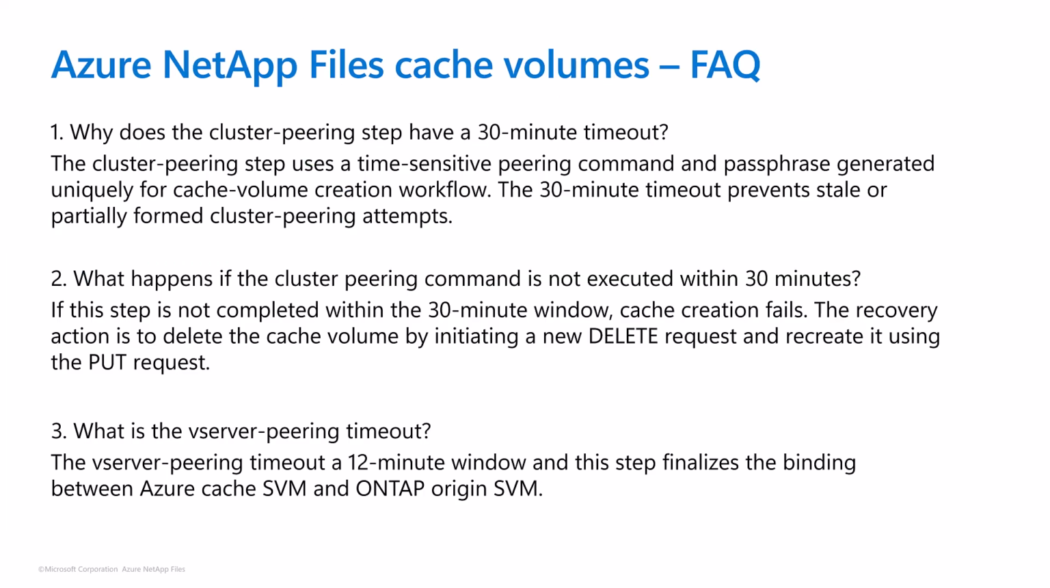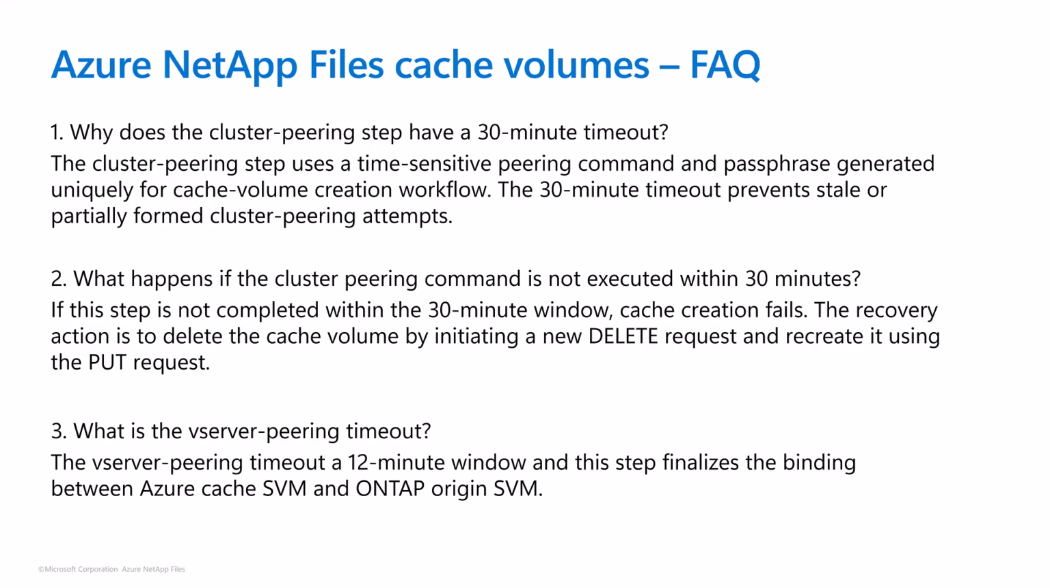If you plan on setting up cache volumes, you will find these frequently asked questions useful. The cluster peering step has a 30-minute timeout requirement. You have 30 minutes after the cache state transitions to cluster peering offer sent to execute the cluster peering command. If you don't execute the command within 30 minutes, cache creation fails. If the cluster peering command is not executed within the 30-minute window, you can delete the cache volume using the delete API command. Recreate the cache volume using the put API command.